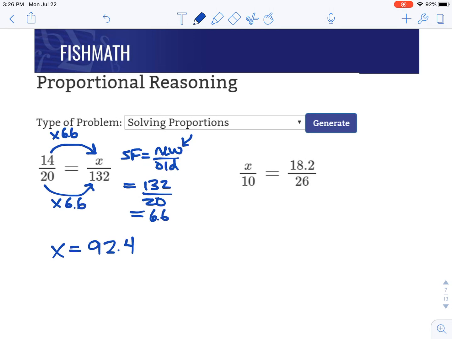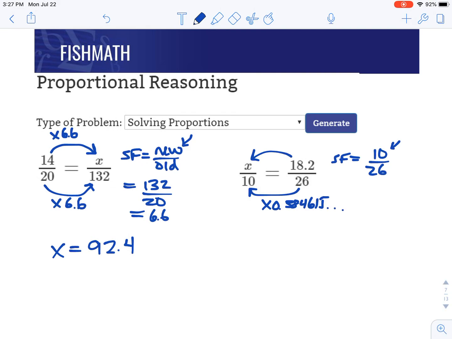Over here, same idea. We want to go towards x, so we're going to go the same direction here. We take the one we're pointing at, the 10, and divide it by the one that we're starting at, the 26, and that will give us the new divided by the old. It's okay if we get a weird decimal here, it's not a big deal. We get a crazy decimal, 0.38461... and it keeps going.